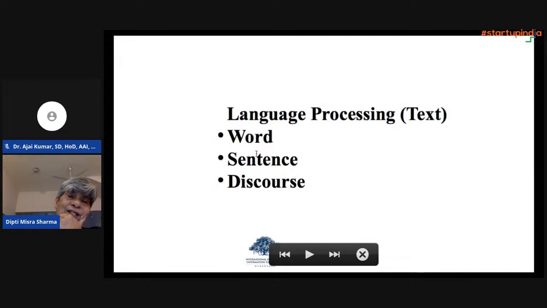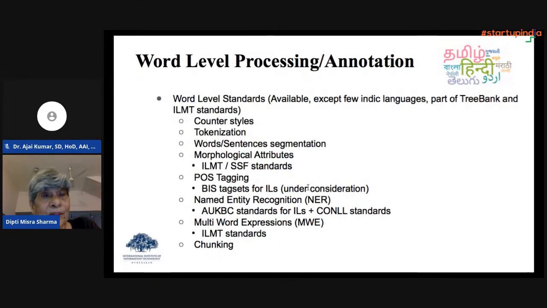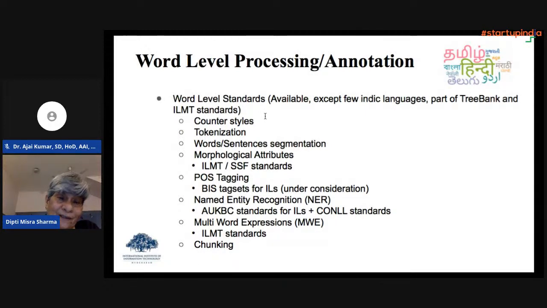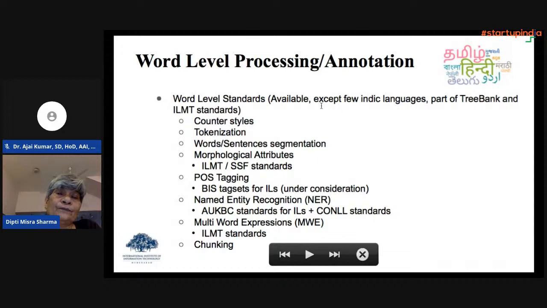After representation, we also have standards for word processing or sentence processing. And when one is dealing with text, it's not just a word or a sentence. One has to think in terms of the entire discourse or entire text. So what kind of standards are available there? At word level, standards are available, and for some languages the data also is available. Treebank is one thing where some of these things have been standardized and are being used.